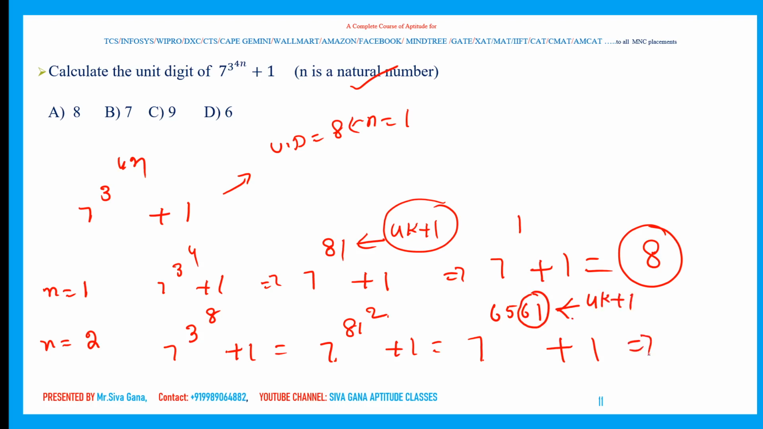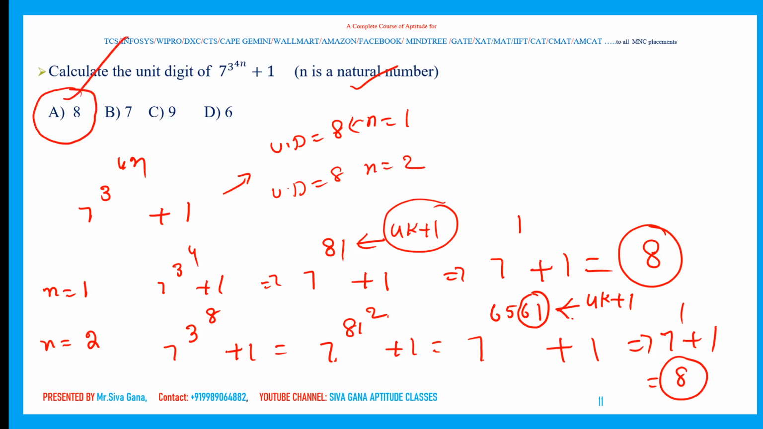4k plus 1 form. Unit digit is same as a power 1. A is 7. 7 power 1 plus 1, so 8. So unit digit is 8 for n is equal to 2 also. Therefore, for even and odd values of n, we got the unit digit 8. It is simply 2 points. Remember students, just only 2 points.